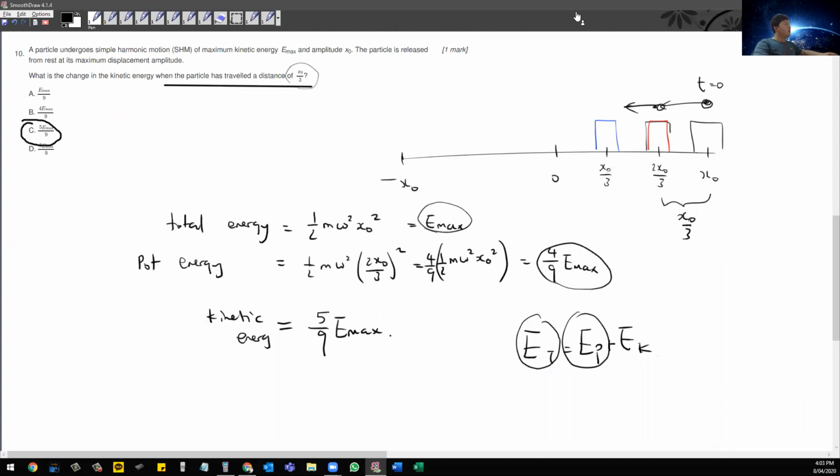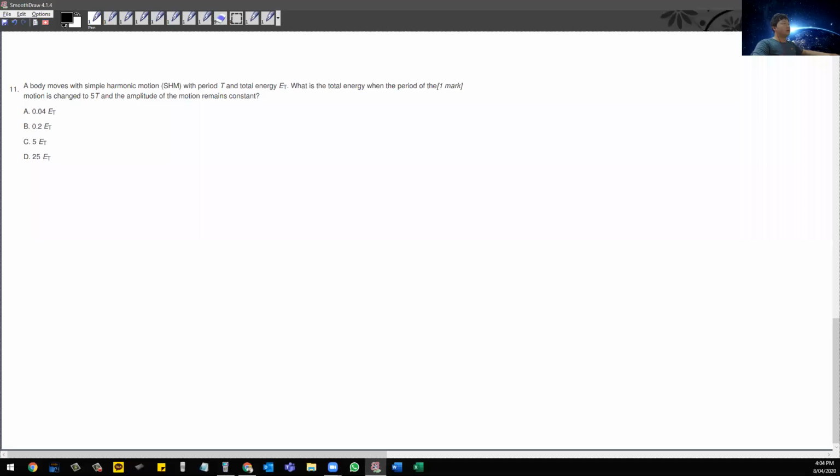Yep. Moving on. Okay, now moving on to this one here. A body moves with a simple harmonic motion with period t. Total energy is this. What is the total energy when the period of the motion is changed to 5t and the amplitude of the motion remains constant?